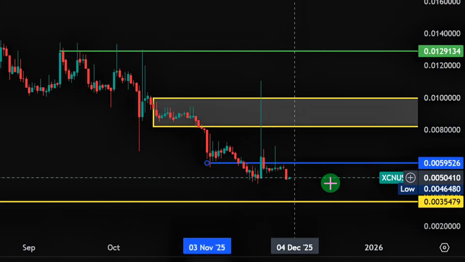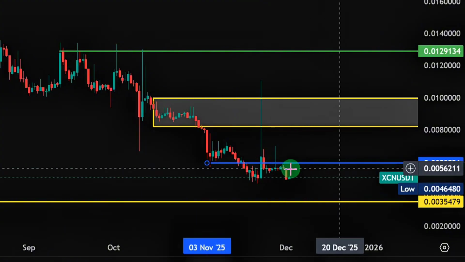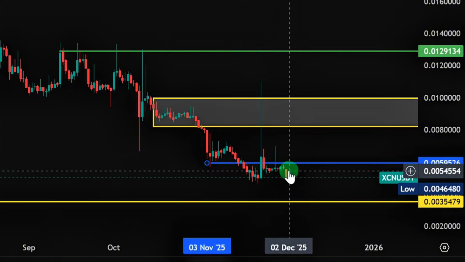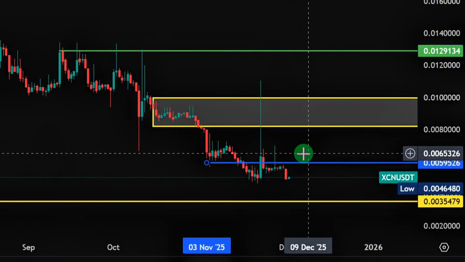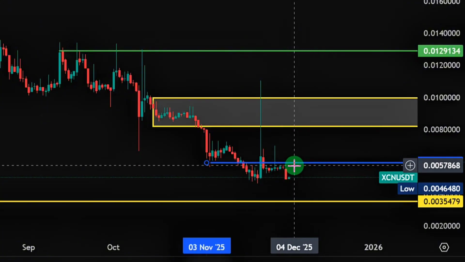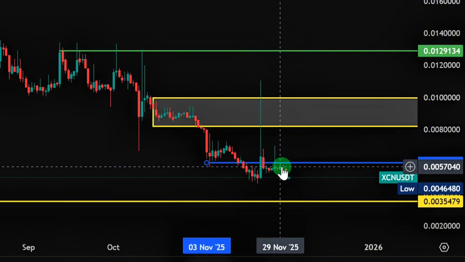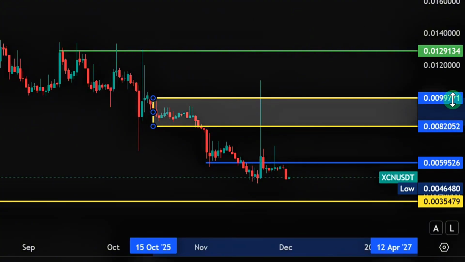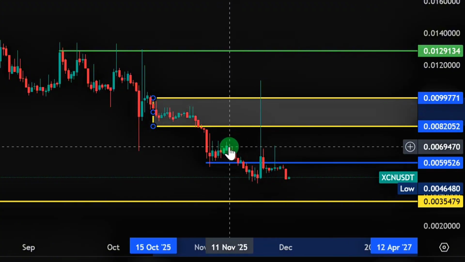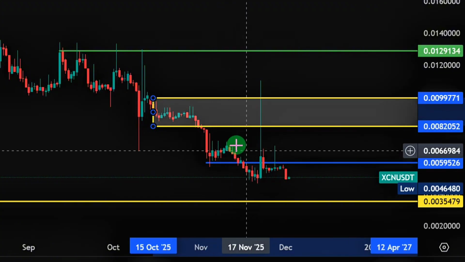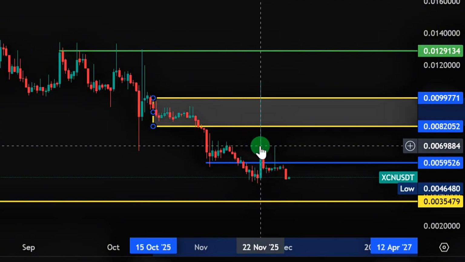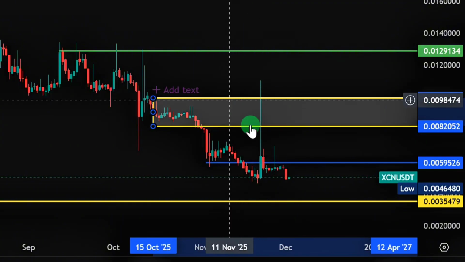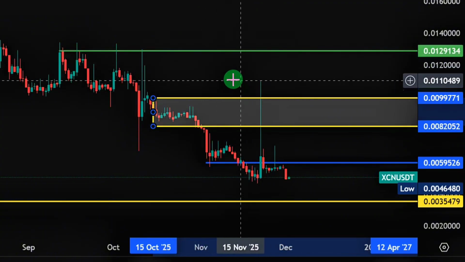Now we should expect a bounce from this support zone in order to grab the liquidity which is above the price of XCN around the zone of 0.0059, which you can see right here. And after that, we are getting a slight pullback in order to retest this liquidity area of around the zone of 0.0057. Then the next move is to bounce off these liquidity areas of around the zone of 0.0099 and the zone of 0.0082, and flip this previous resistance area of 0.0069 into a support. And the moment this zone is flipped into a support, then we should expect a massive explosion for the price of XCN all the way to the zone of 0.012.